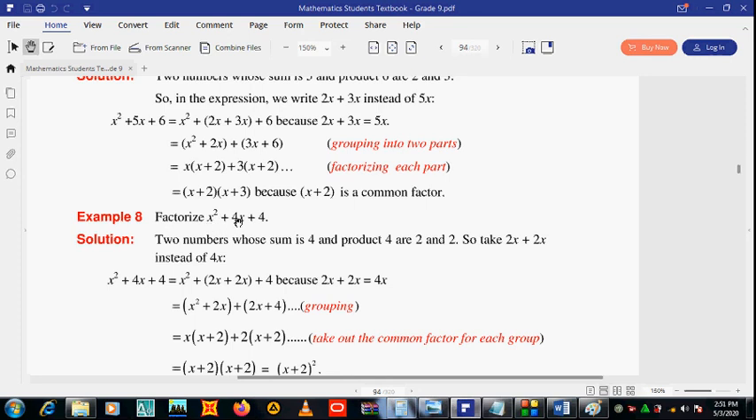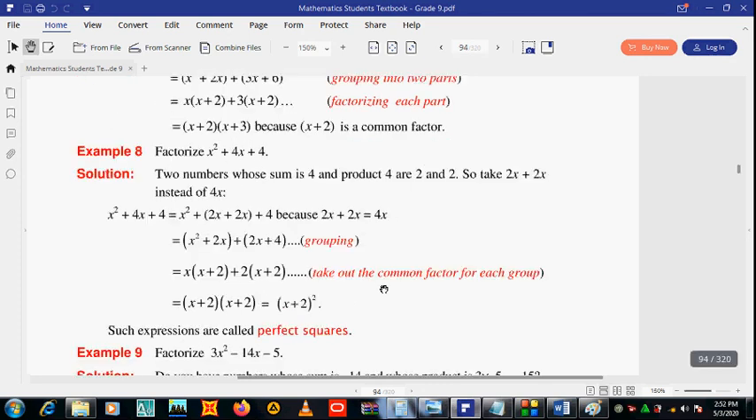Then we write the expression x square plus 4x plus 4 is equal to x square plus 2x plus 2x plus 4, because 2x plus 2x is 4x. Then this expression x square plus 2x, 2x plus 4, these are the groups. Then take out the common factor for each group.